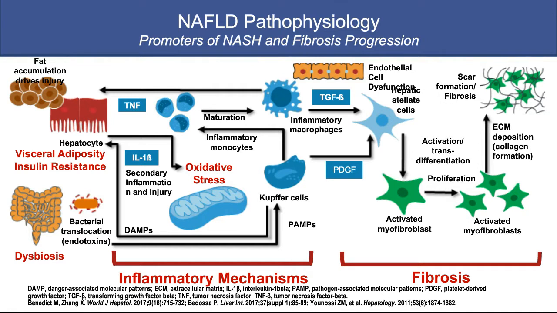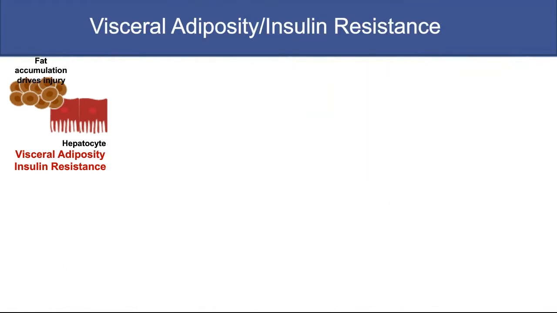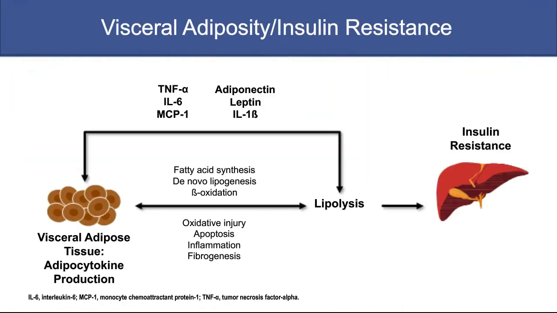And we'll just review some of these pathways. For example, there is significant evidence that visceral adiposity, either through lipolysis or through the production of inflammatory cytokines, as well as some inflammatory adipokines, can actually worsen insulin resistance and can damage the liver, leading into steatohepatitis.